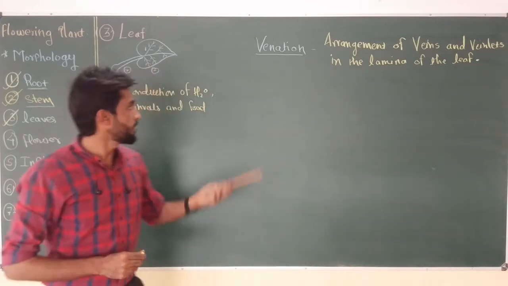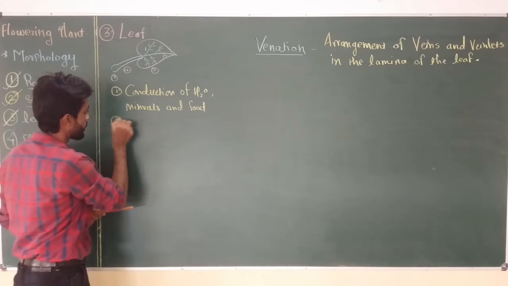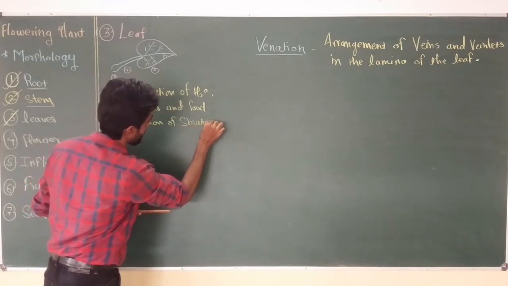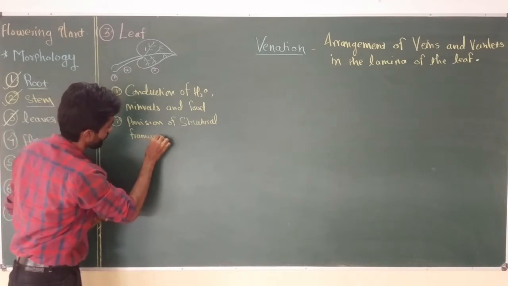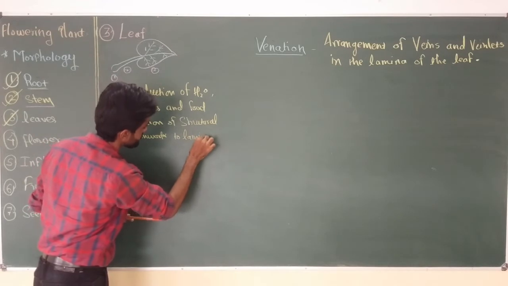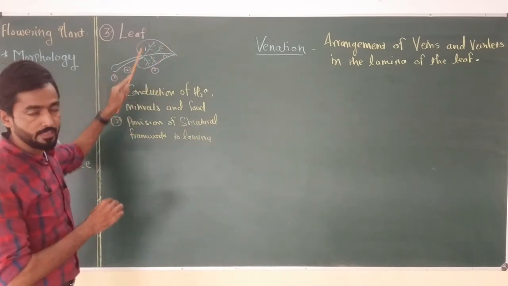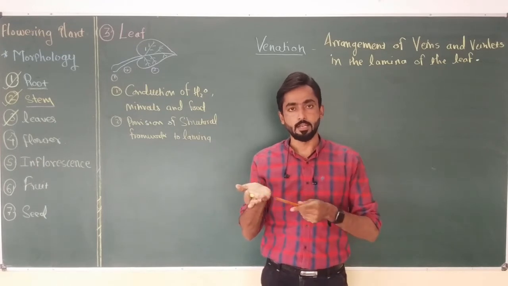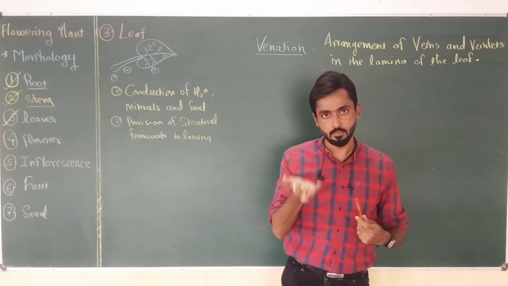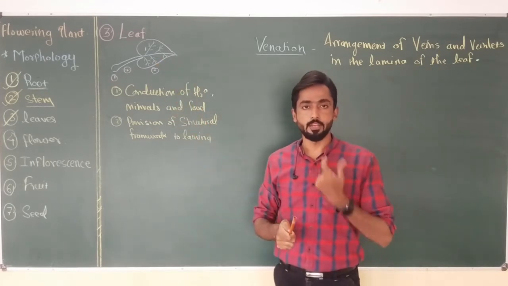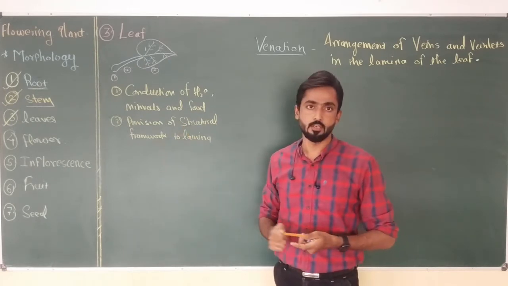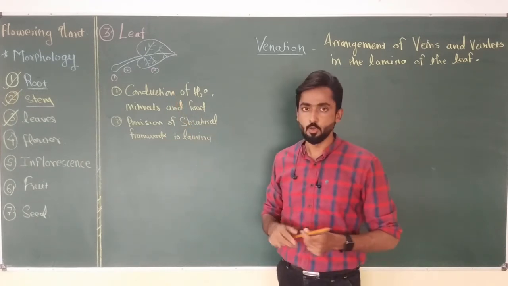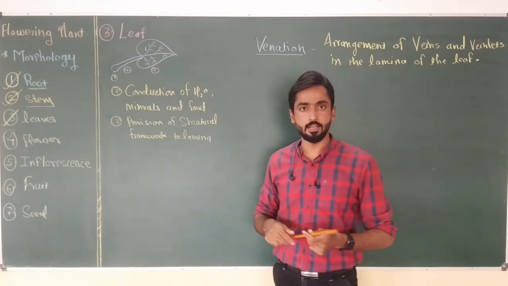The next function of these veins and veinlets in the leaf is provision of a structural framework to the lamina. The lamina of the leaf is thin and requires some support so that it can be exposed to sunlight and absorb the maximum amount of light energy. For this support, these veins and veinlets form a network, and due to the network they provide a structural framework to the lamina, so that photosynthesis can take place. These are the two important functions performed by the veins and veinlets in the leaf lamina.